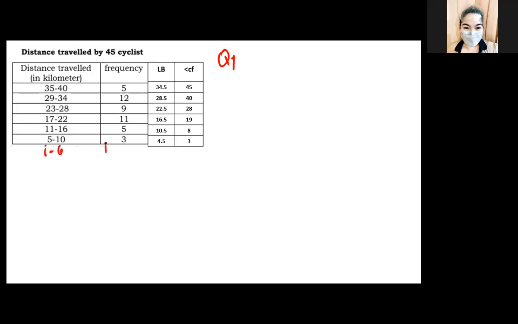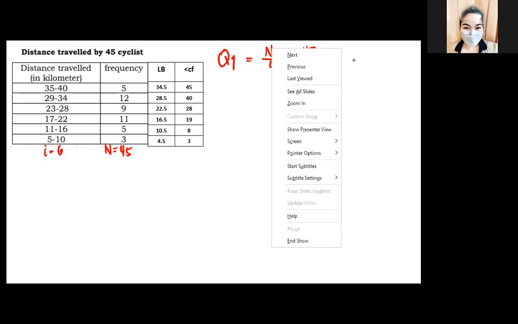I is 6, and n is 45. Q sub 1, we have to locate that. That is 1/4 of your data. So ibig sabihin that's 45 divided by 4, which is equal to, what is 45 divided by 4? 11.25, ma'am. 11.25.